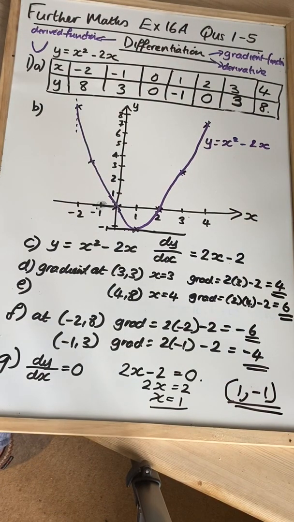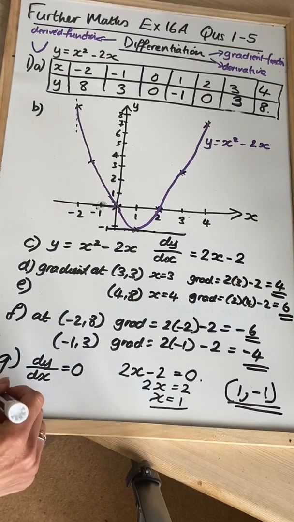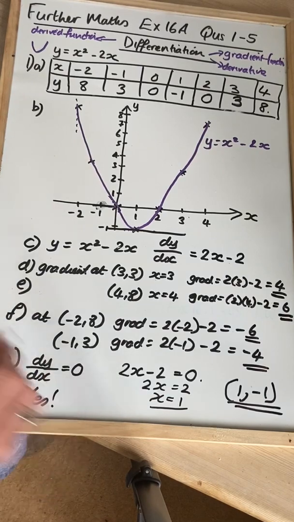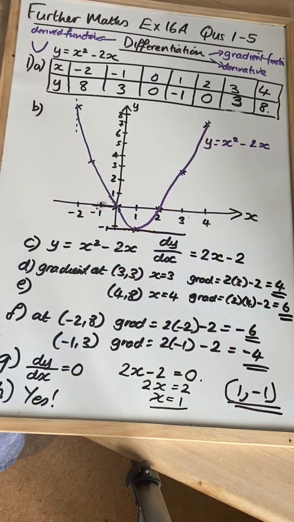And then the last bit of the question, by looking at your graph, check that your answers to parts D, E, F and G seem sensible. Well, we've sort of done that as we've gone along, haven't we? So I can just say yes, they are. Okay, so hopefully that explained that whole process to you.